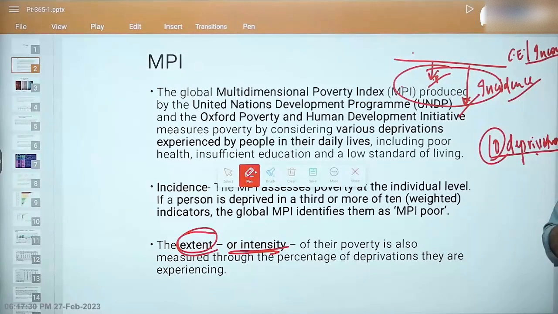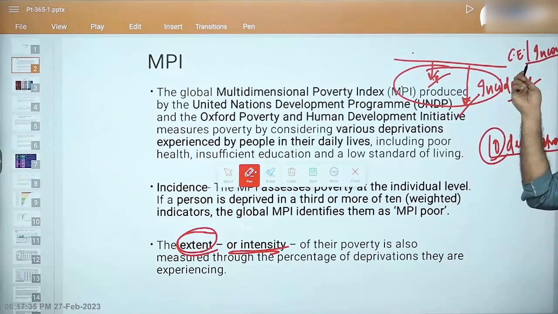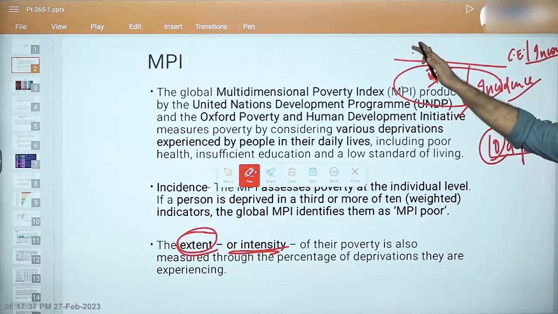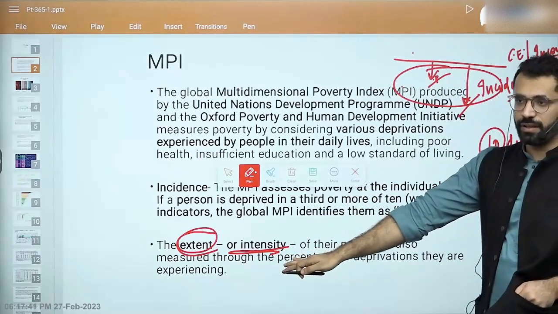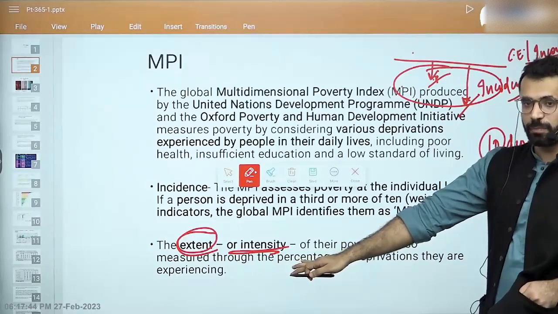First, MPI is more holistic. It talks about deprivation across different indicators, not just income. That is why it is related to the concept of human development. And it also measures the extent or intensity of poverty of an individual.